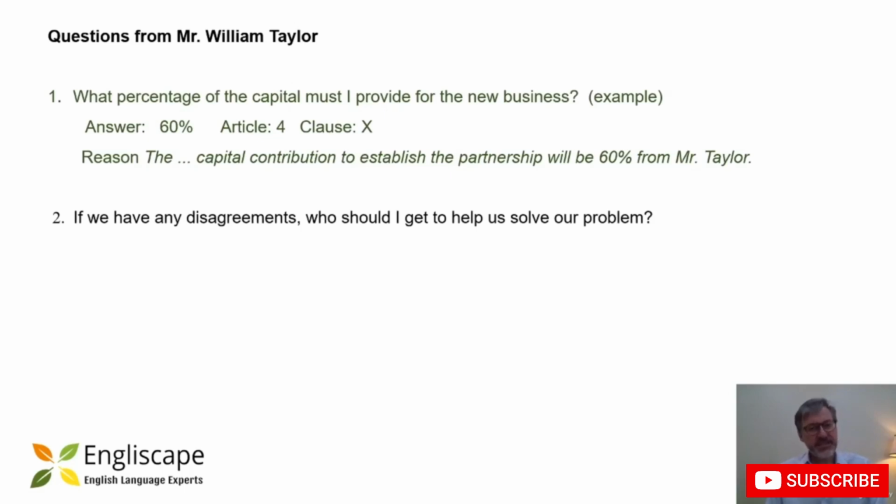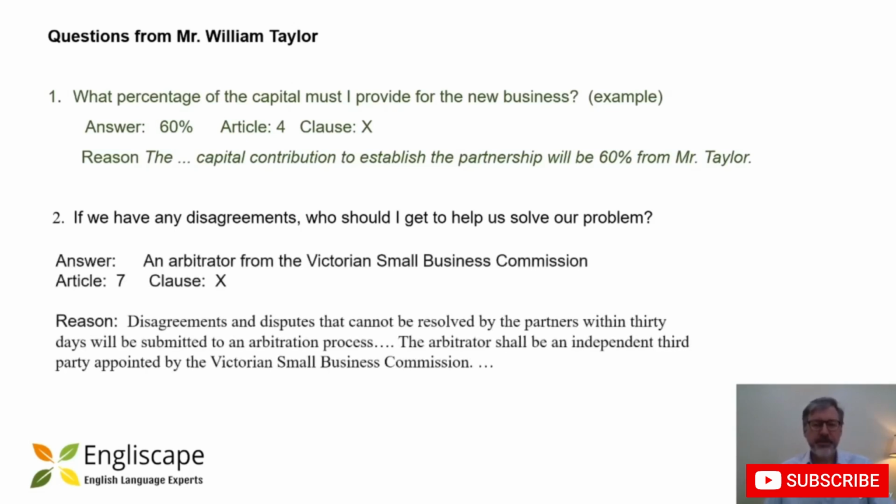Mr. Taylor asks another question. If we have any disputes, who should I get to help us solve our problem? The answer? An arbitrator from the Victorian Small Business Commission. It's in Article 7. And the reason below, disagreements and disputes that cannot be resolved by the partners within 30 days will be submitted to an arbitration process. The arbitrator shall be an independent third party appointed by the Victorian Small Business Commission.